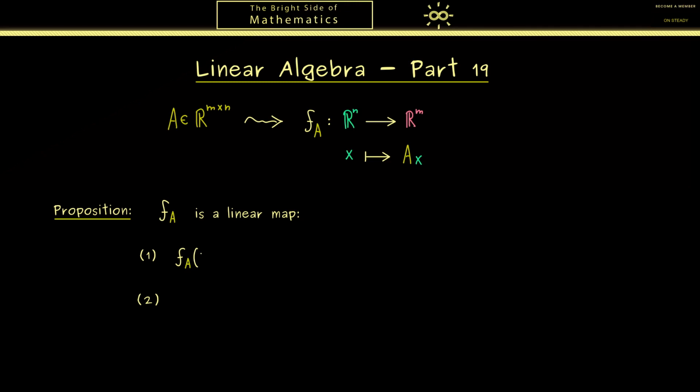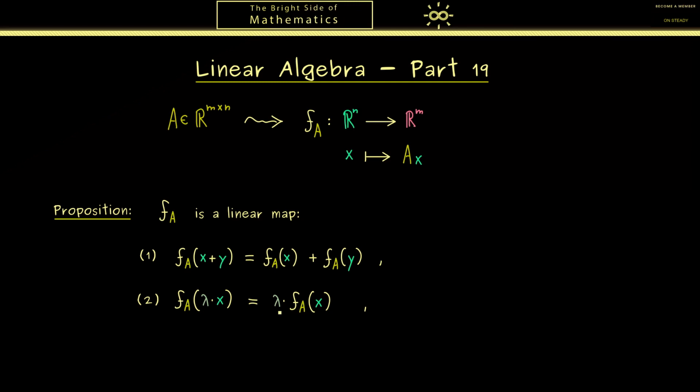Okay, then let's recall from the last video what these two properties mean. The first one tells us that we can pull out the addition sign. So if we add two vectors and put the result into a map, it's the same as adding both outcomes. Okay, and then the second property tells us that we can pull out scalars. So the scalar lambda here can also be written in front of the map. Indeed, this property is what you would call homogeneous.